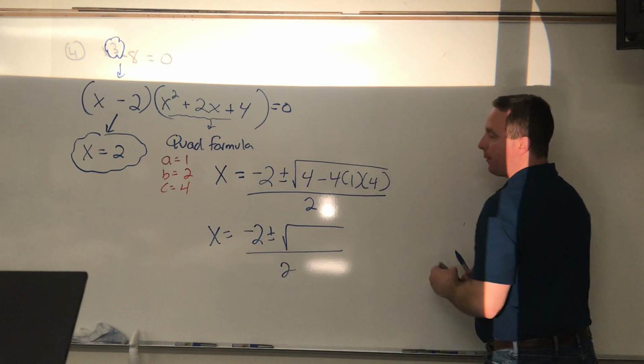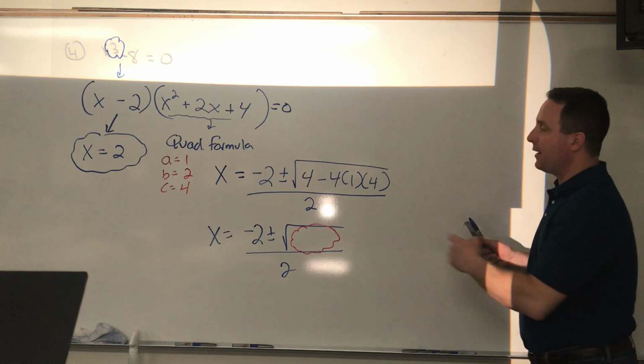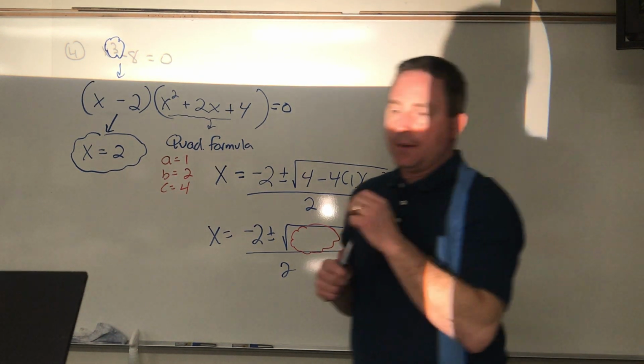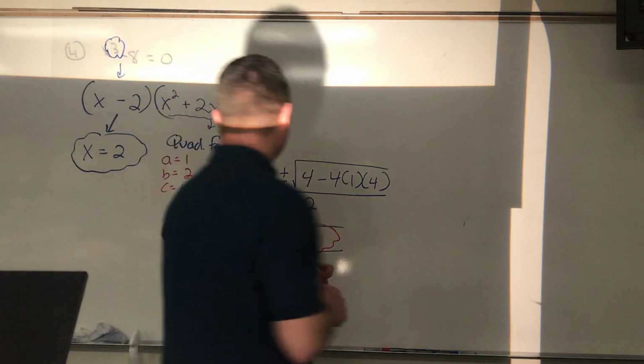Okay, and our goal here, what we want to do next, is we want to simplify this stuff under the radical. Okay, and if you simplify that stuff under the radical, 4 minus 4 times 1 times 4, I think you get negative 12.